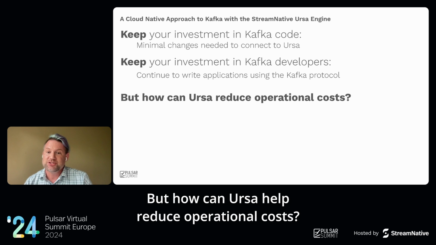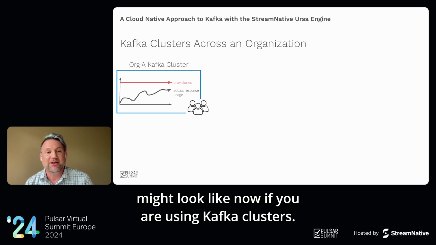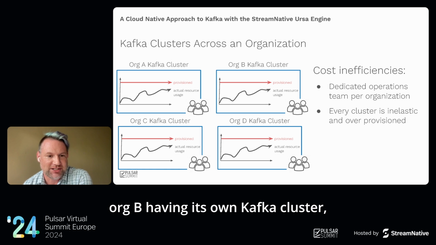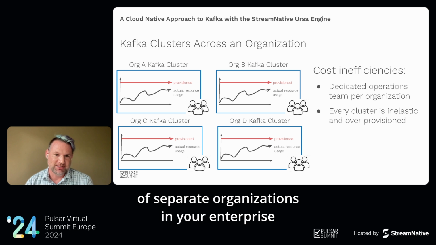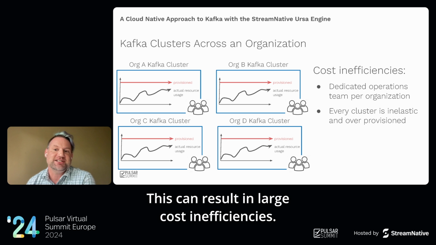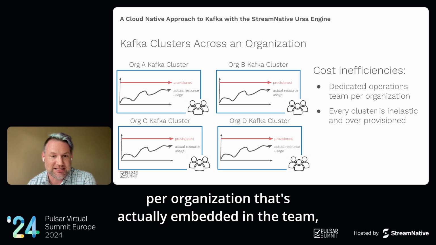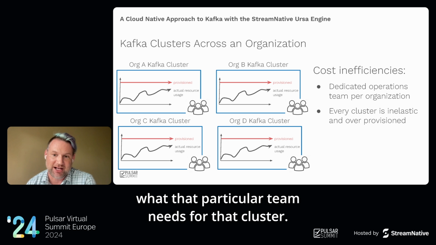But how can Ursa help reduce operational costs? Let's take a look at what your organization might look like now if you're using Kafka clusters. Here we have org A using a Kafka cluster, org B having its own Kafka cluster, as well as org C and org D. And you might actually have hundreds of separate organizations in your enterprise, each using their own clusters. This can result in large cost inefficiencies. You might have a dedicated operations team per organization that's embedded in the team, an expert on exactly what that particular team needs for that cluster.